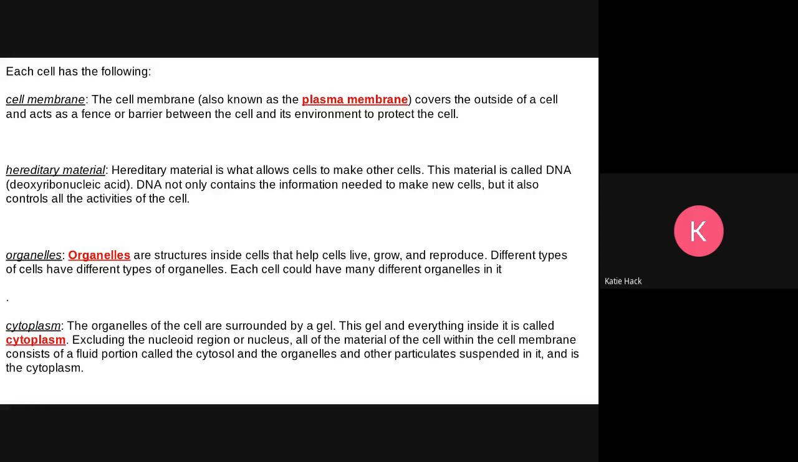The organelles of the cell are surrounded by a gel. Now, this gel is the cytoplasm. Excluding the nucleoid region or nucleus, all of the material of the cell within the cell membrane consists of a fluid portion called cytosol, and the organelles or other particles suspended in it, and that is the cytoplasm. So cytosol is the fluid portion, and then everything together is the cytoplasm.